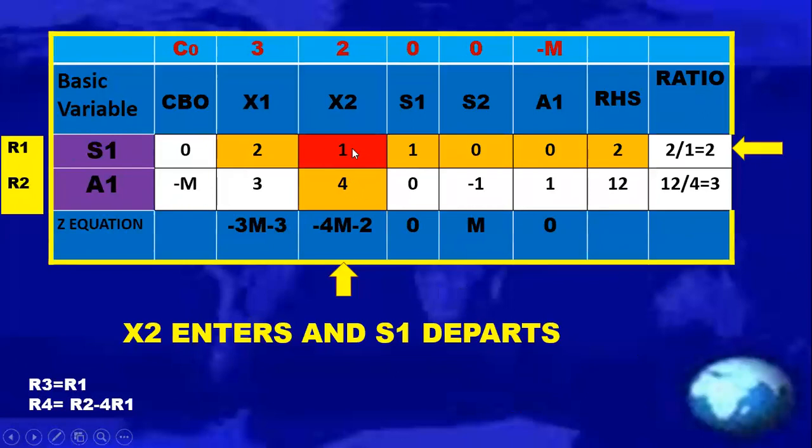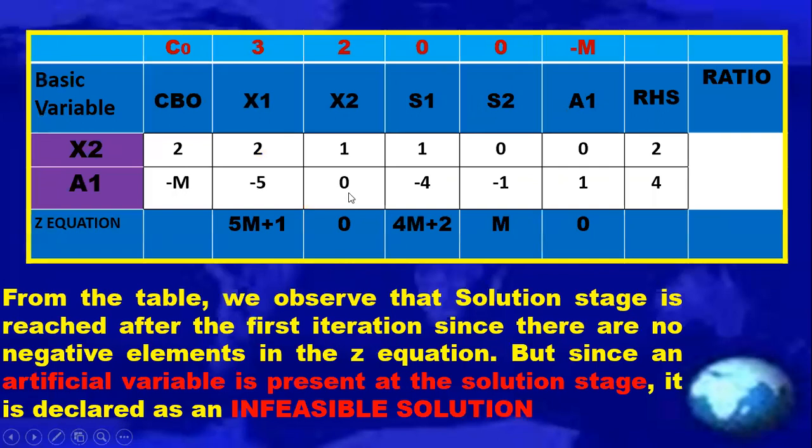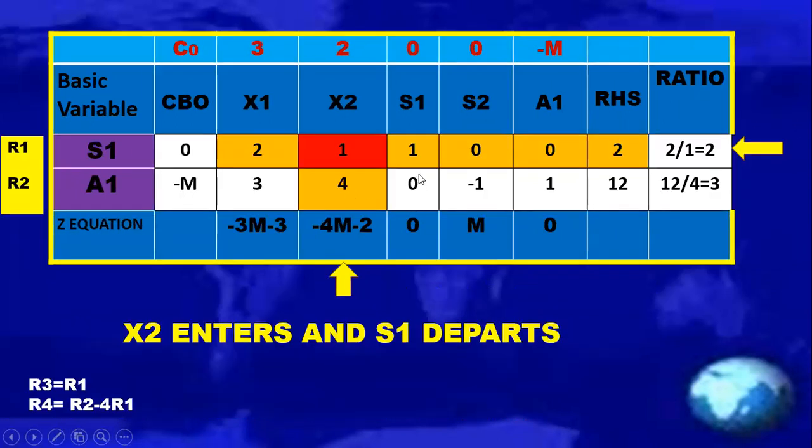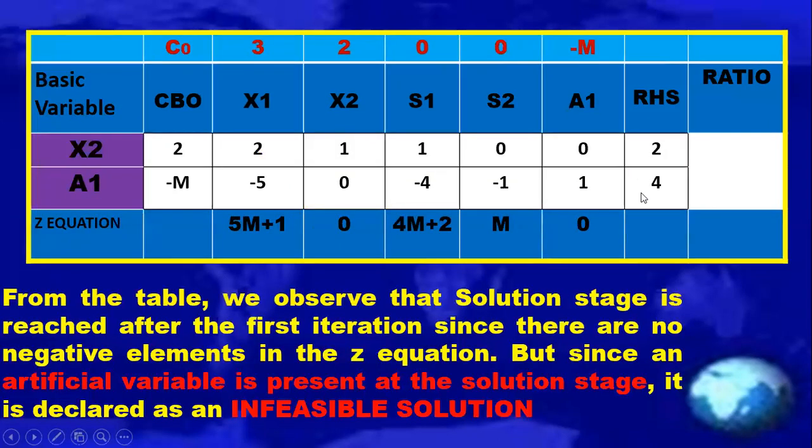Similarly, 4 minus 4 into 1 is 4, so 4 minus 4 is 0. Again here, 0 minus 4 into 1 is minus 4. Minus 1 minus 4 times 0 is 0, so it is minus 1. 1 minus 4 times 0 is 1. Again 12 minus 4 times 2 is 8, and 12 minus 8 is 4.